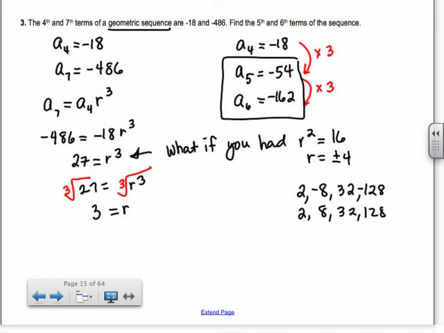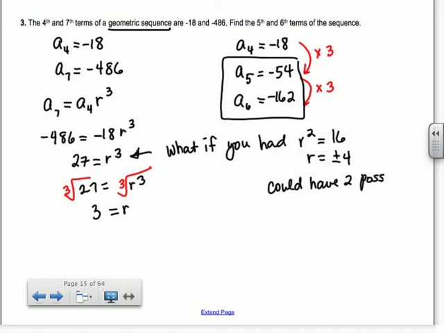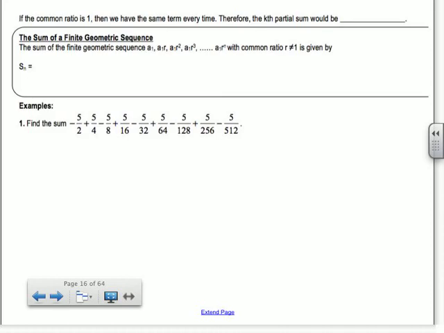So A sub 7 is negative 486. A sub 4 is negative 18, and we have R cubed. Negative 486 divided by negative 18 is 27, equals R cubed. How do I get rid of my cube? Cube root, so cube root of both sides. So I get R equals 3. So my common ratio is 3.